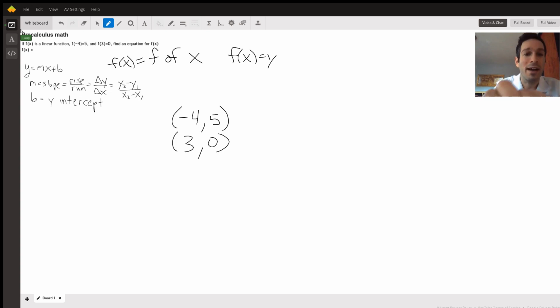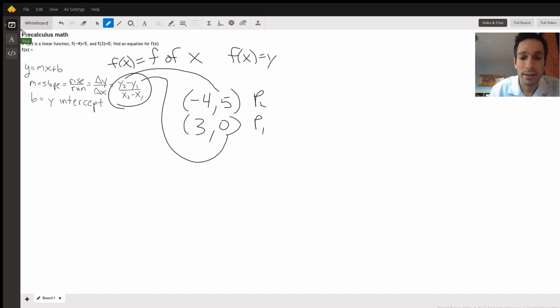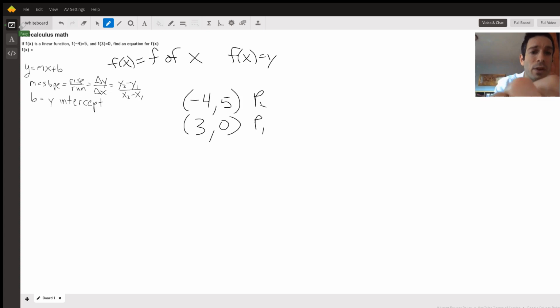Now we can do the slope. So we're going to use this equation here. Now I'm going to arbitrarily say that this is point 2 and this is point 1. All right, so we're going to plug in. y2 is going to be 5 and y1 will be 0. Well, if y2 is 5, just be consistent. x2 has to be -4. It would be wrong to say that x2 is 3. Okay, so just be consistent. Those have to go together.